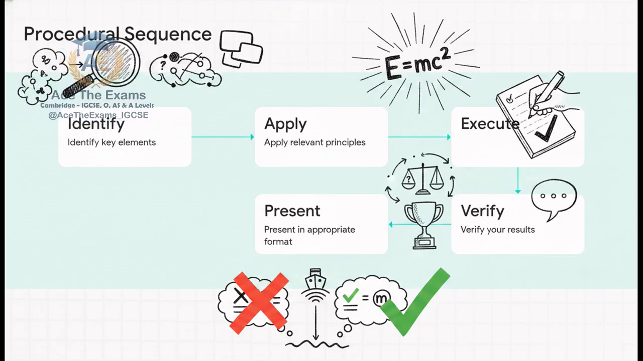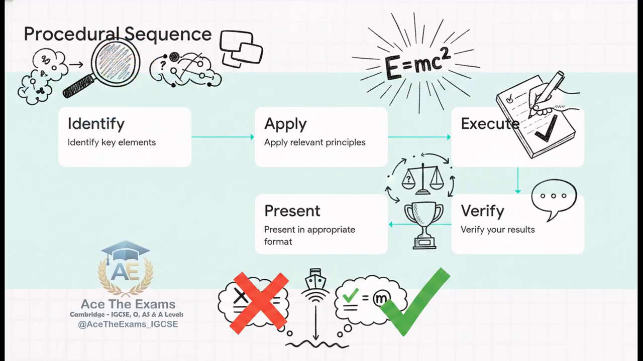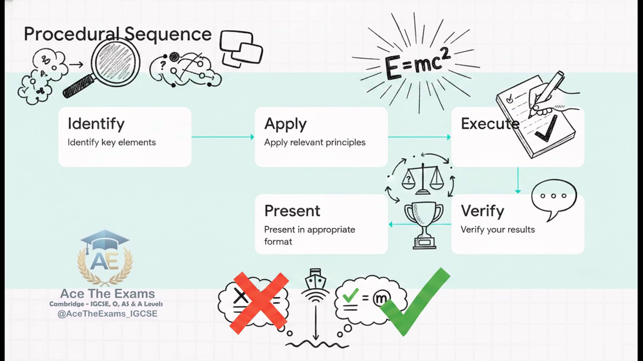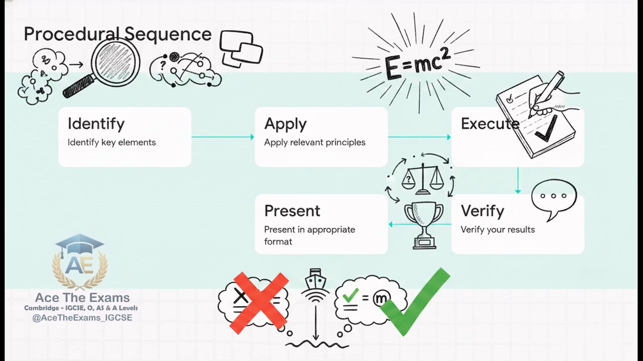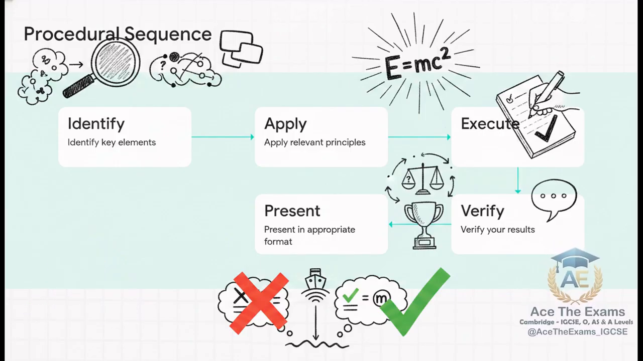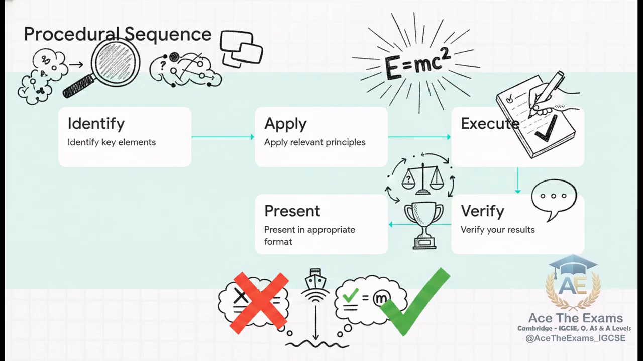Now let's rewrite this perfectly using our blueprint. Step 1. Identify the key element. It's an echo, so the wave travels twice the distance. Step 2. Apply the principle. Speed equals distance over time. Step 3. Execute with clear working. Write down distance equals speed times time divided by 2. Step 4. Verify. 1,500 times 0.4 divided by 2 equals 300. Step 5. Present format. 300 meters. The M for meters is absolutely crucial. By systematically following these exact steps, you literally watch those red pen marks transform into green check marks right before your eyes.